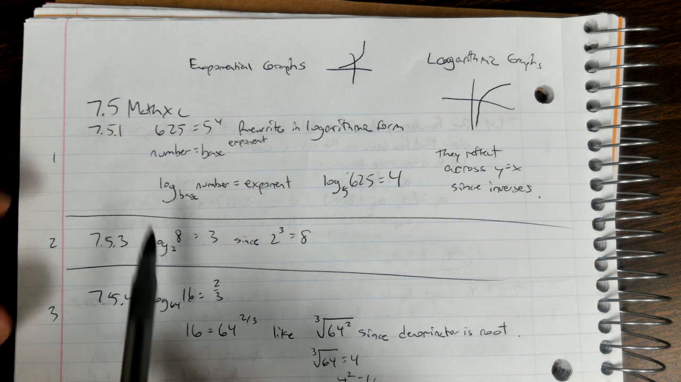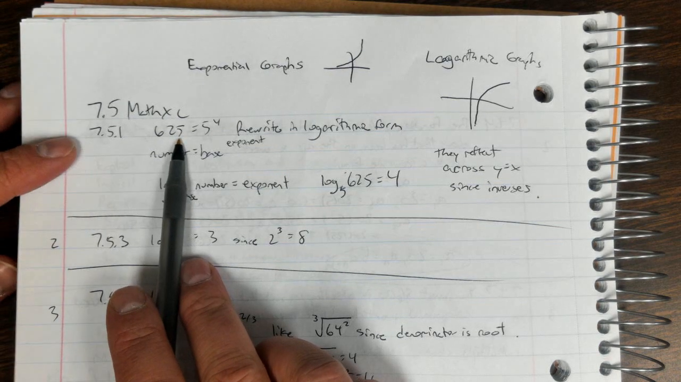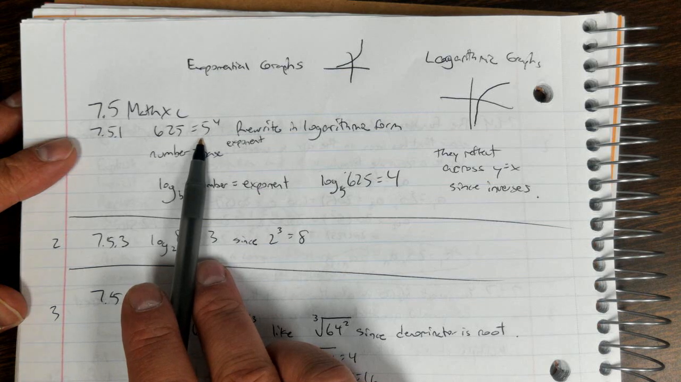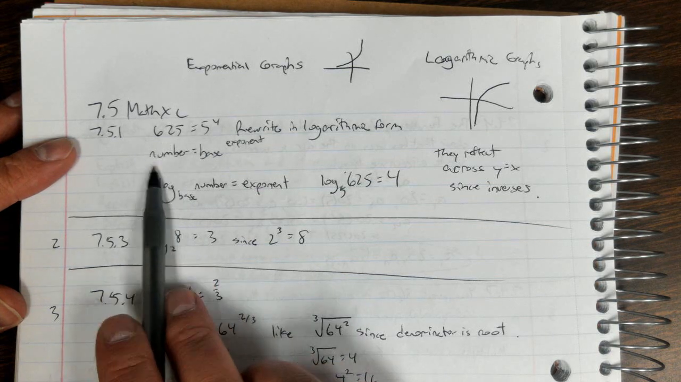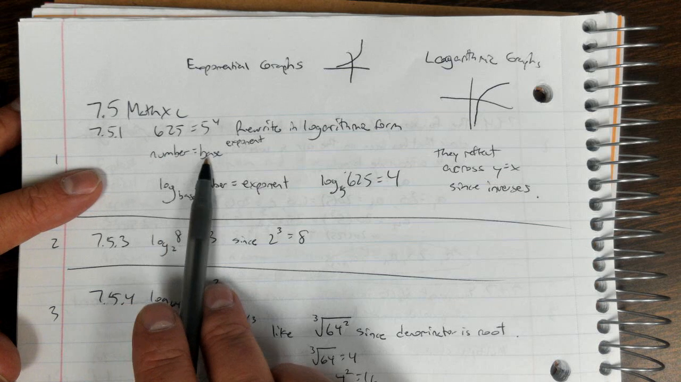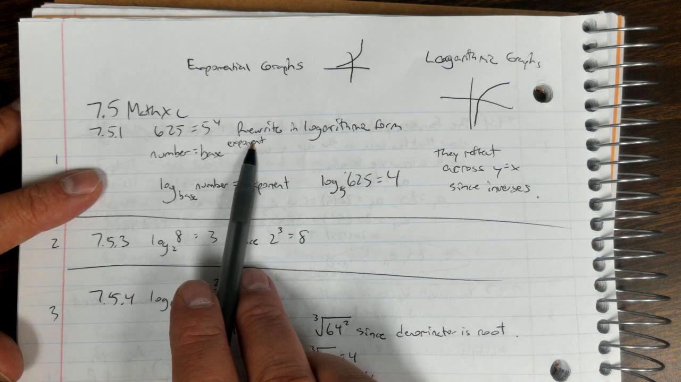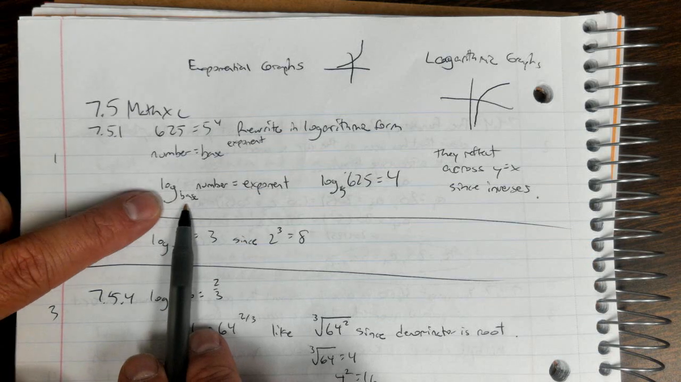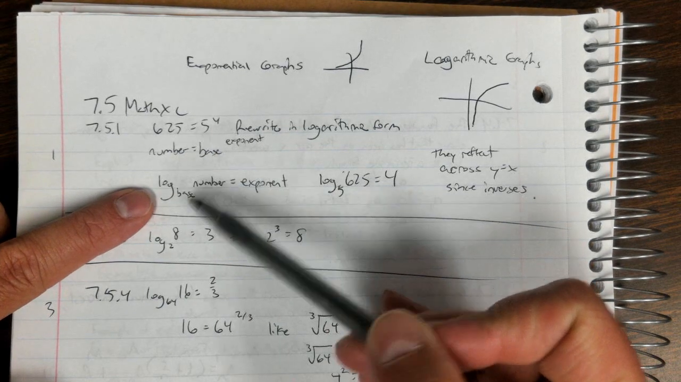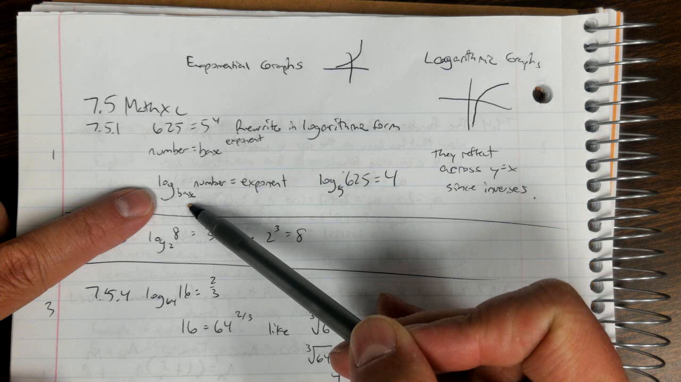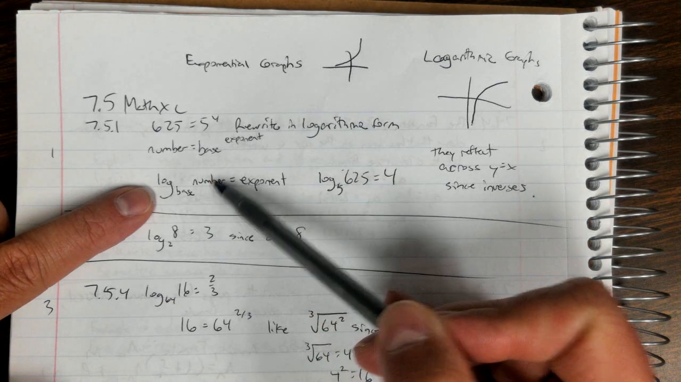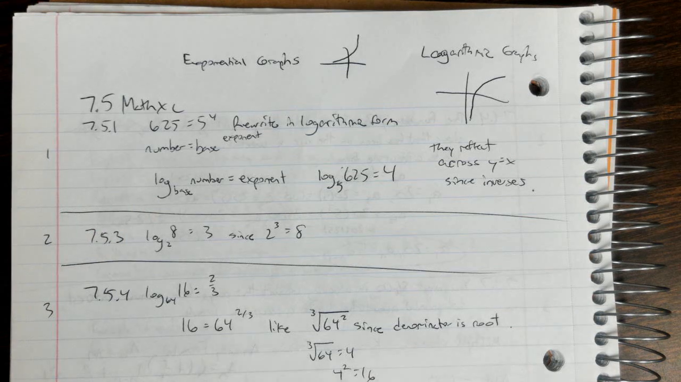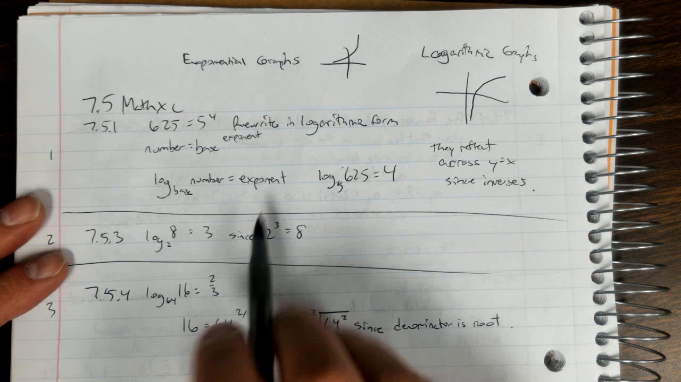So the first step on this one is you have 625 equal 5 to the 4th, and you want to rewrite it in log form. So think of this as the number equal the base to the exponent. So what that means is you change it to log of the base, because the base for the exponent is the base for the log. And then the number goes here, and then the exponent goes over here, where it says equal the number, or equal the exponent.